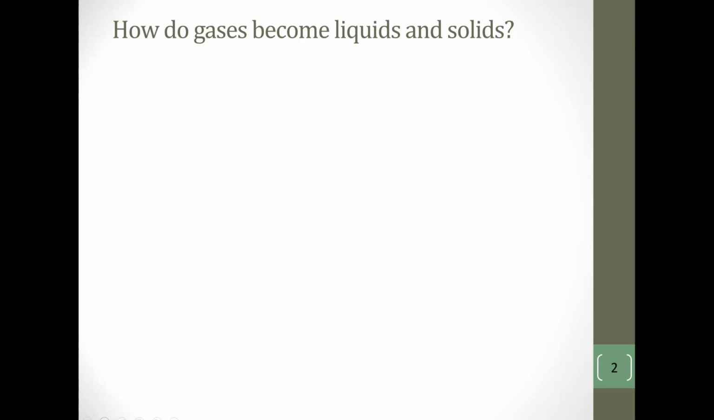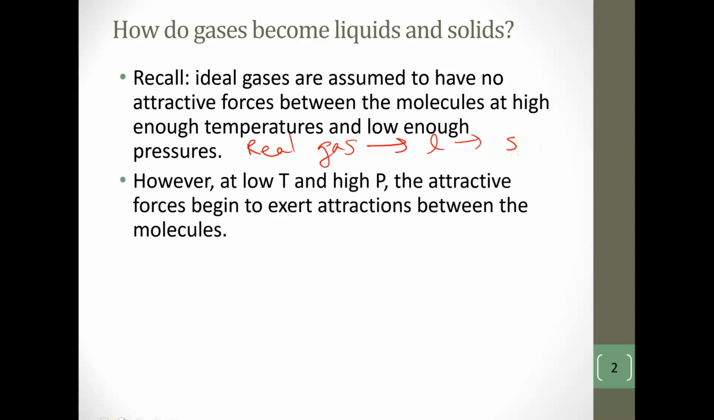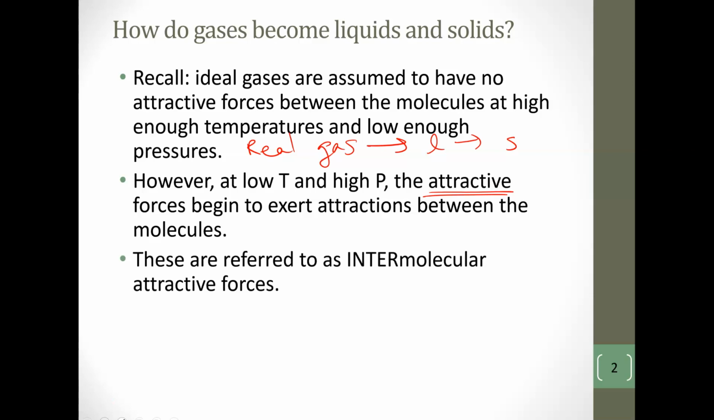That was one of the descriptions of an ideal gas, that an ideal gas is assumed to have no attractive forces between the molecules at high enough temperatures and low enough pressures. But if it was a real gas, it will eventually turn into a liquid and then a solid if you drop the temperature low enough or you increase the pressure enough. So, at low temperature and high pressure, the attractive forces begin to attract the molecules, and it starts to hold them together like a little magnet. And it turns them into a liquid. And those are called intermolecular attractive forces, IMAF.